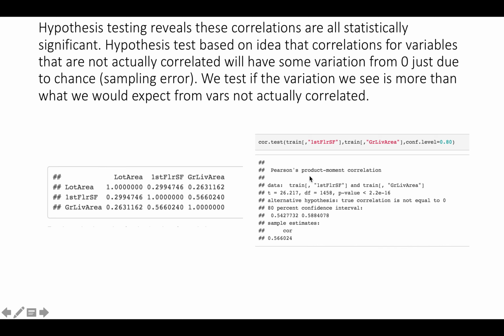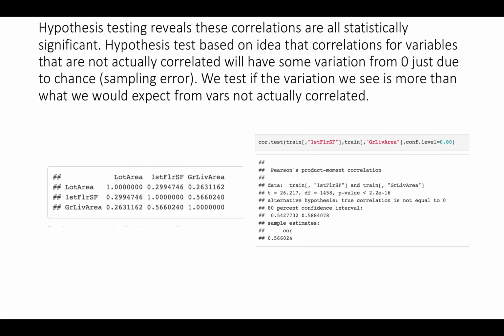So here is the correlation matrix. So you see there's a pretty high correlation here between above ground living area and first floor square feet of 0.566. Then you can also run a hypothesis test. So the idea is to see if the correlations are non-zero. I mean, it's pretty obvious that it is here, but you can actually test that statistically.